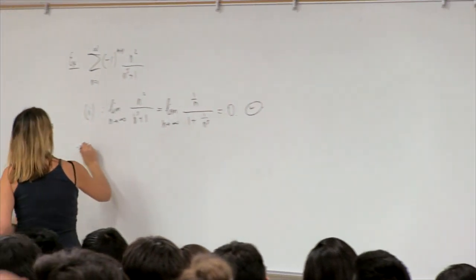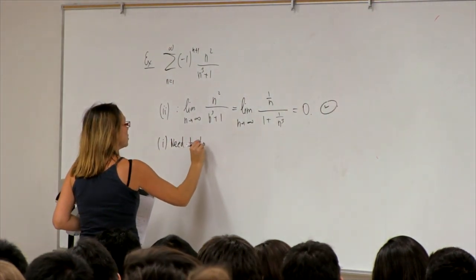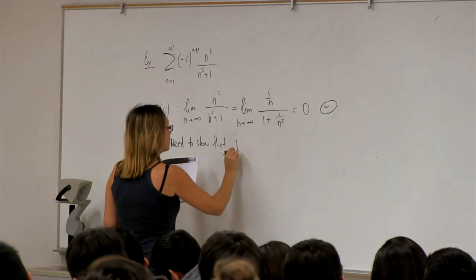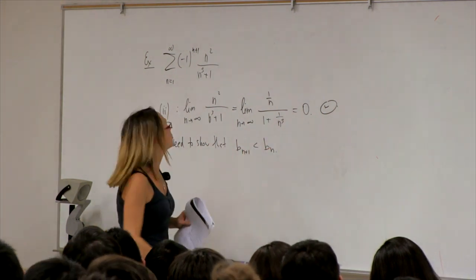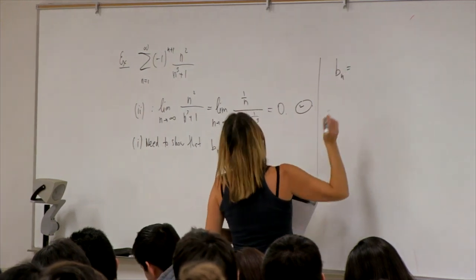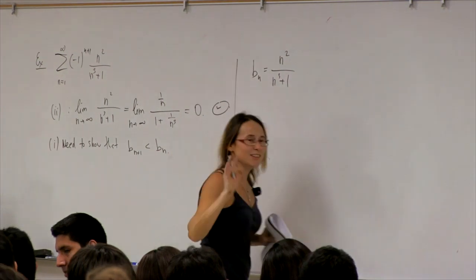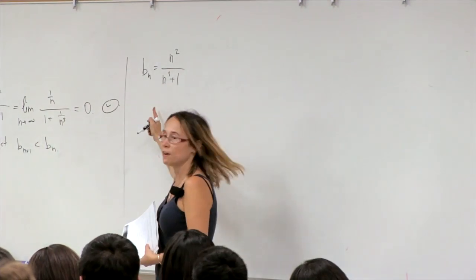We need to show that Bn plus 1 is less than Bn. How do we do this? So Bn is given by n squared over n cubed plus 1. It's not immediately clear whether it decays or not. But it looks like a function.